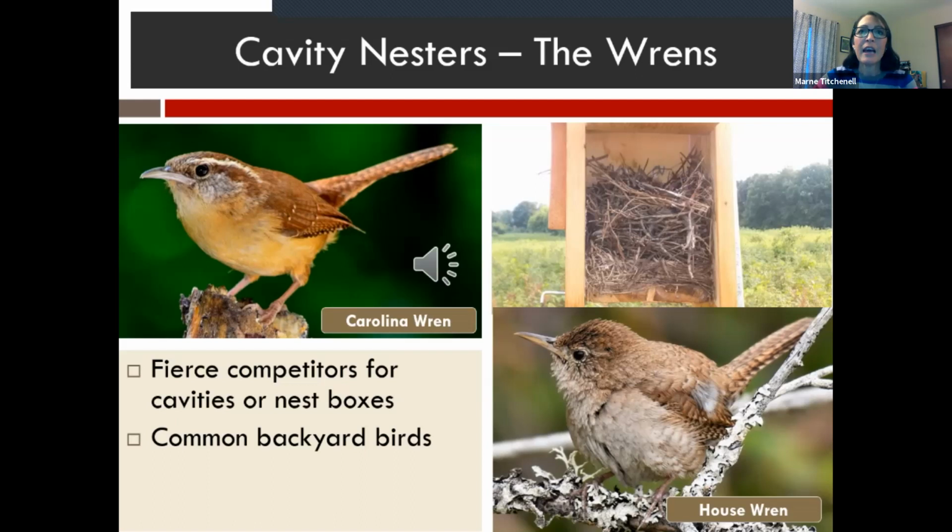And the Carolina wren as well. Both of these birds are fierce competitors for cavities or nest boxes. So if you are having some issues with house wrens in your bluebird boxes, I would suggest that you move your box to a more open area. These species a lot of times like to nest along woodland edges or in shrub layers. And so sometimes if we have our boxes a little too close, we have issues with wrens.